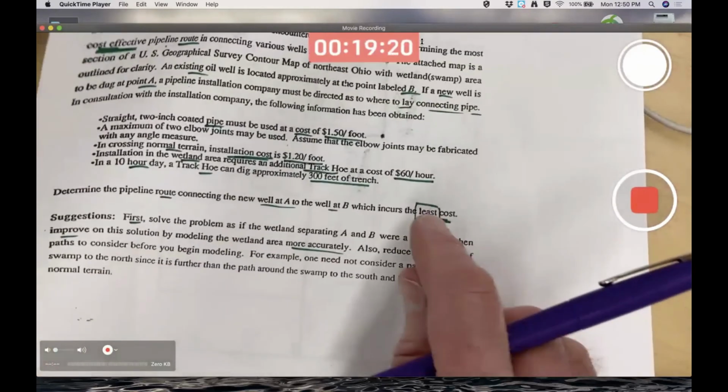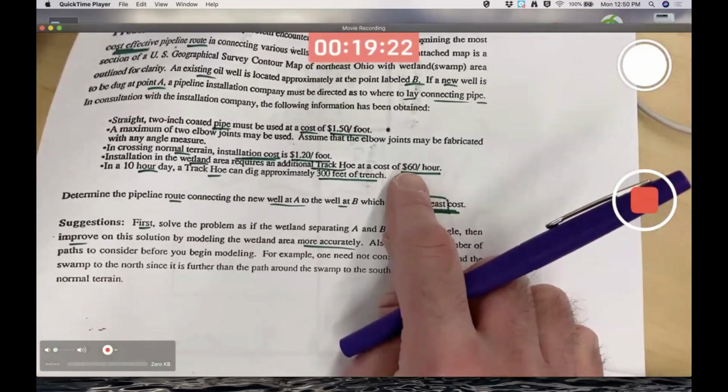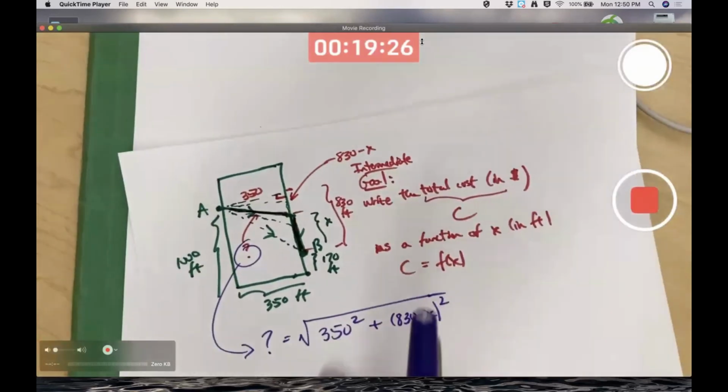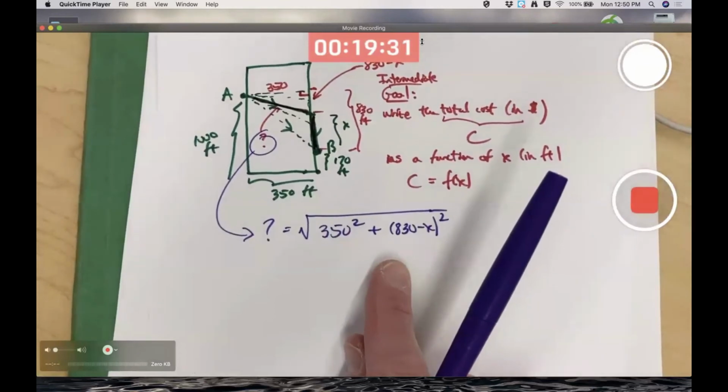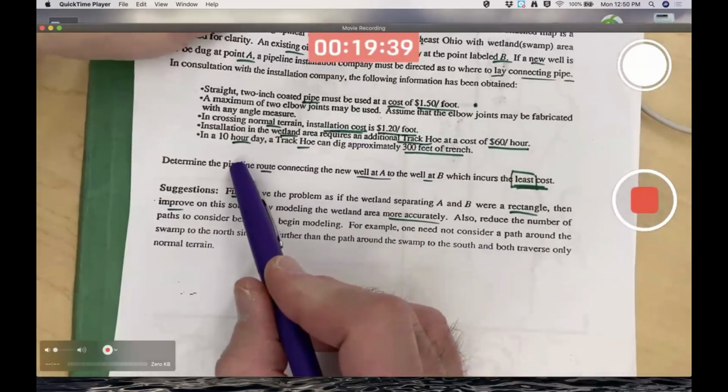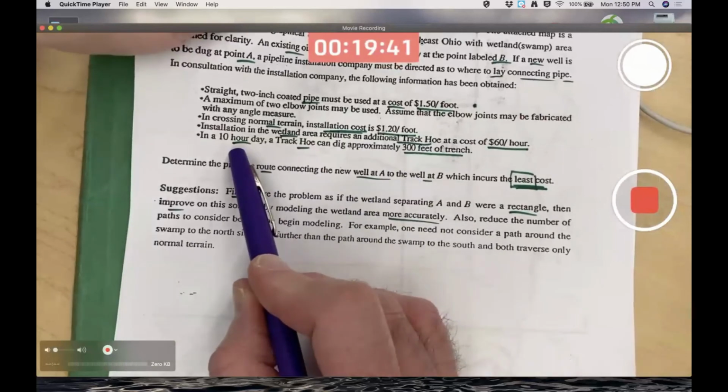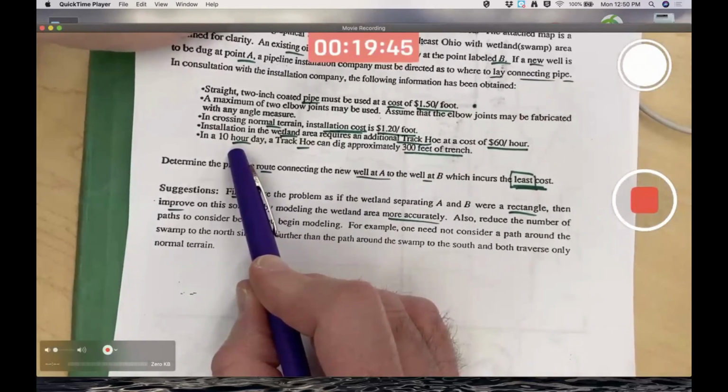Careful though, you will have to use the fact that this is given in dollars per hour, whereas this is a distance in feet. You're going to have to convert to dollars somehow. The cost should be in dollars. I'll give you another hint: you'll need to use the fact that it can dig 300 feet of trench in 10 hours, or in other words, 30 feet in 1 hour, to help you finish solving the problem.